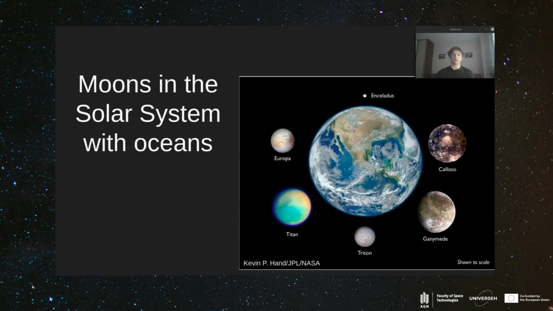Next is... I would like to discuss moons in the solar system that we suspect have oceans. I have chosen 6 of them. Maybe not I, because you can see here on a picture there are 6 moons compared to Earth.